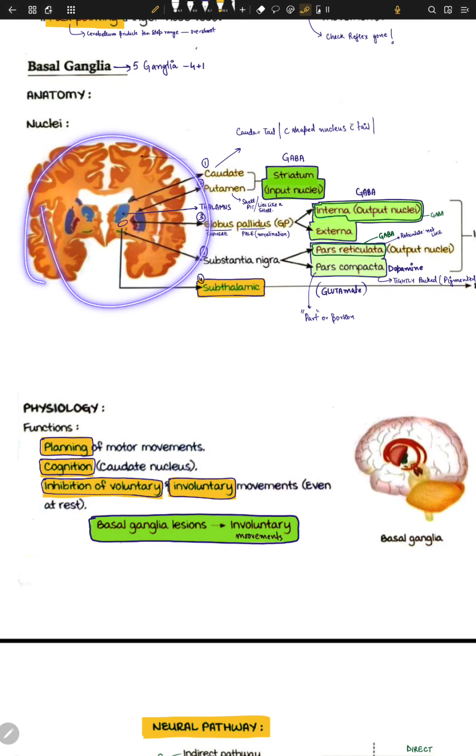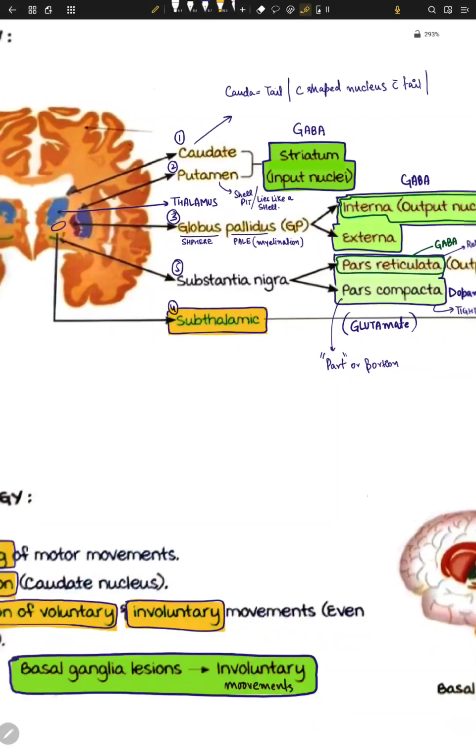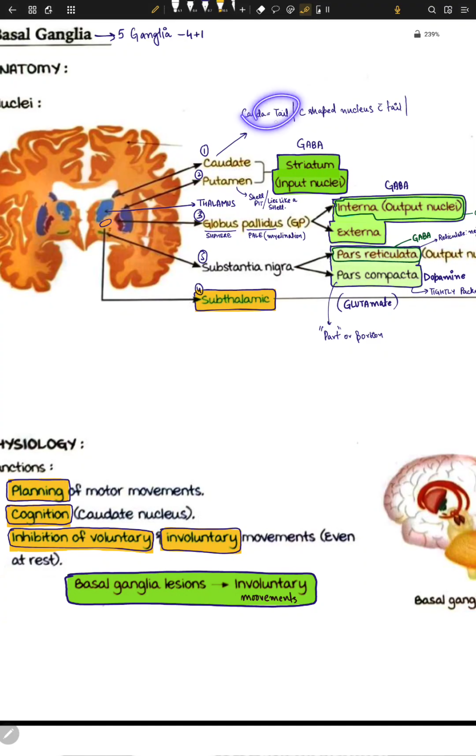This is your brain. Caudate, the word caudate, cauda means tail, like cauda equina, tail of a horse. So caudate is a C-shaped nucleus with a tail. Putamen means a pit, a shell, it lies like a shell. Globus means sphere, pallidus means pale. Why is it pale? It's pale because it's highly myelinated. So globus pallidus is externa and interna. Note that interna is the output nucleus and externa is not the output.